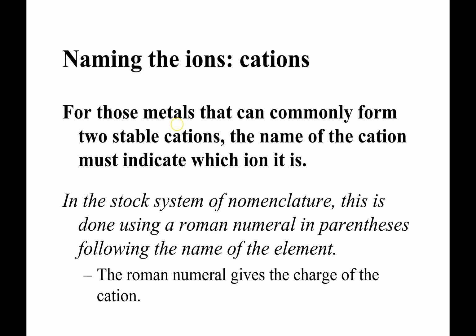How about 5? V. Perfect. 6? VI. 7? VII. 8? VIII. 9? IX. Very good. 10? X. So those are the Roman numerals we put in parentheses. For instance, if we have Fe +3, the name is going to be iron Roman numeral 3. That's all. That's it.